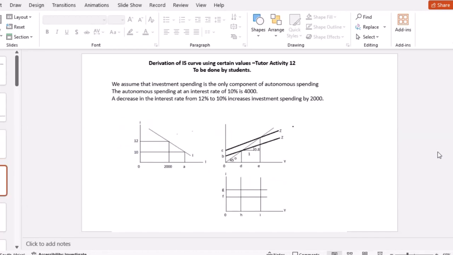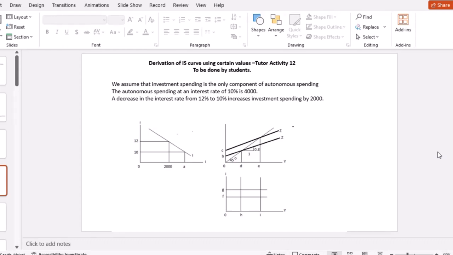Derivation of the IS curve using certain values. We assume that investment spending is the only component of autonomous spending. Autonomous spending at an interest rate of 10% is 4,000. A decrease in interest rates from 12% to 10% increases investment spending by 2,000. The first thing you need is to find the value of A. Your first diagram on the left-hand side is your investment curve diagram. The second diagram on your right-hand side at the top is your goods market diagram. And at the bottom is your derivation of the IS curve diagram.